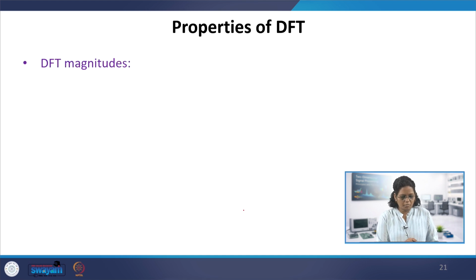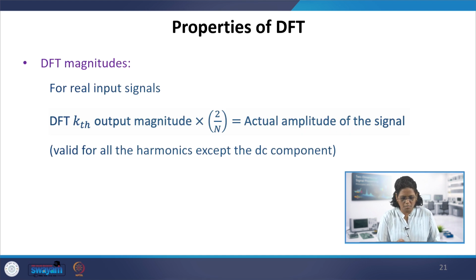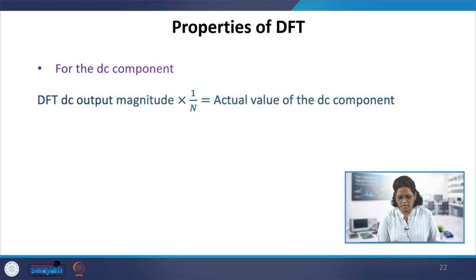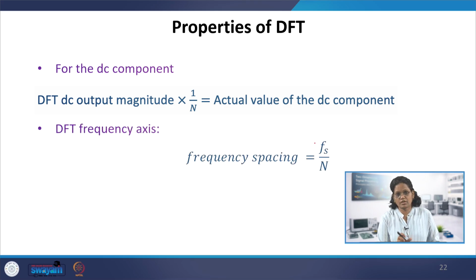In the case of DFT magnitudes, for the kth harmonic, it should be multiplied by 2 by N to get the actual amplitude. For the case of DC, you have to multiply it by 1 by N to get the actual amplitude. And the frequency spacing, or the resolution, we call it Fs by N.